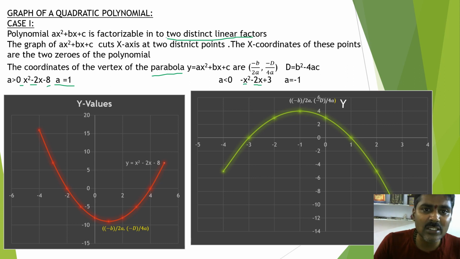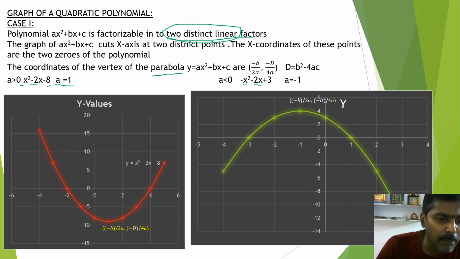Since it contains two distinct linear factors, you have to remember this important thing. It cuts the x-axis at 2 points. 2 points it will cut. Here if you observe, it cuts the x-axis at minus 2 and 4. It cuts the x-axis at minus 3 and 1. So I have mentioned, it cuts the x-axis at two distinct points.